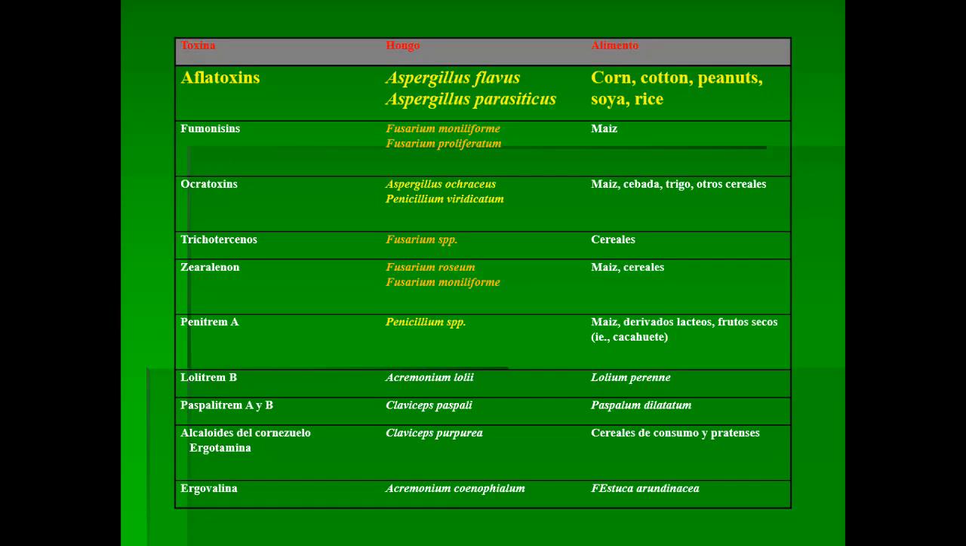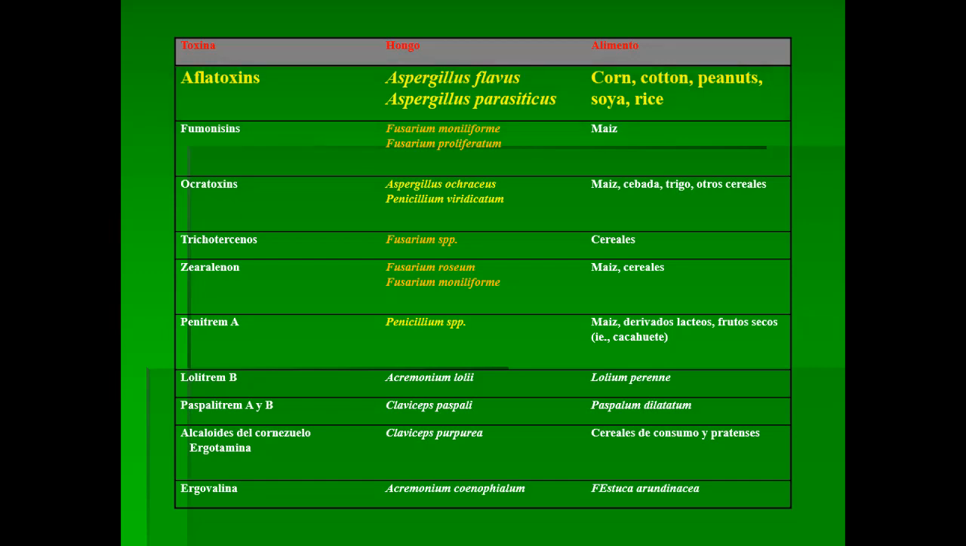So, moving on to aflatoxins, there are a number of mycotoxins that are of concern to animal and human health, and aflatoxins are one of them. They are secondary metabolites produced by some strains of the molds Aspergillus flavus and Aspergillus parasiticus. They can grow in corn, cotton seeds, peanuts, walnuts, almonds, soya, rice, and who knows what other grains.